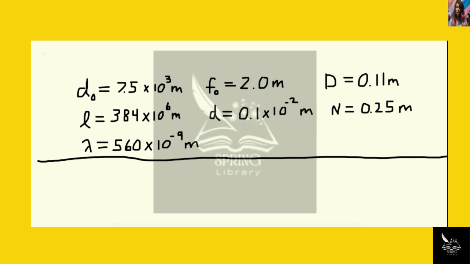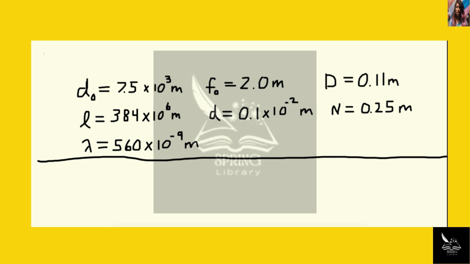We have a focal length of 2.0 for our objective lens and a diameter for that lens of 11 centimeters. So F naught is 2.0 meters, and the diameter, capital D, is 0.11 meters. It wants us to figure out the focal length of the eyepiece needed for our eyes to resolve an object 0.1 millimeters apart. So little d is 0.1 millimeters, or 0.1 times 10 to the minus 2 meters, at a distance of 25 centimeters. The distance from our eyes to the object is 25 centimeters, or 0.25 meters.